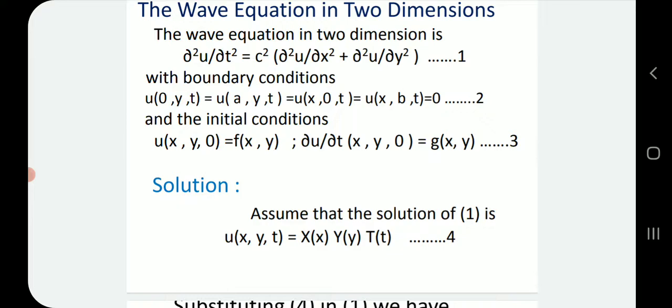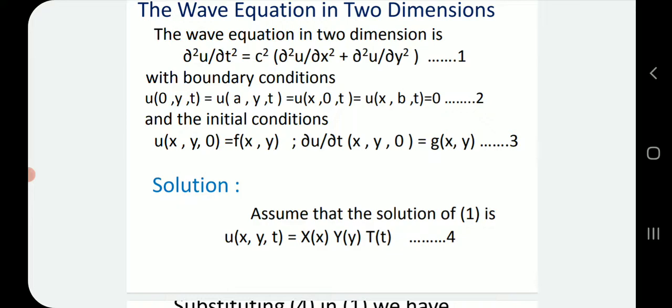This is equation second, where x varies from 0 to a and y varies from 0 to b, and the initial conditions are u(x,y,0) = f(x,y) and ∂u/∂t(x,y,0) = g(x,y). This is equation third. Now the solution: assume the solution of first is u(x,y,t) = X(x)Y(y)T(t).